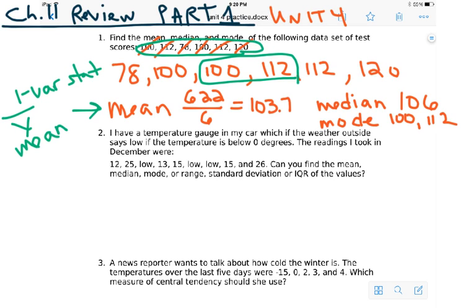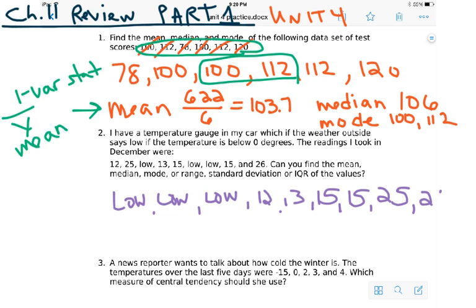Well, let's start by putting these in order. Remember that we said low just meant that the temperature was below 0. I don't know what the temperature was, but I know it's less than 0. And there are 3 of them. So there's low, low, low, 12, 13, 15, 15, 25, and 26.